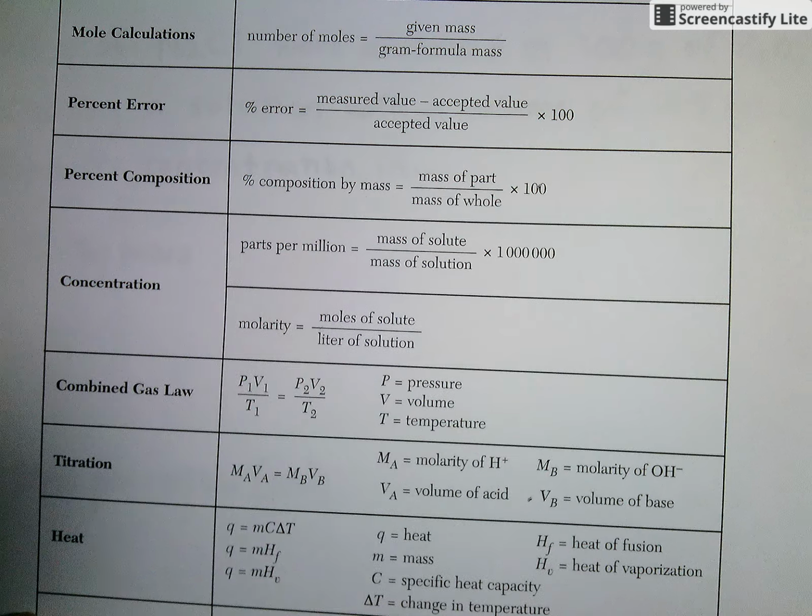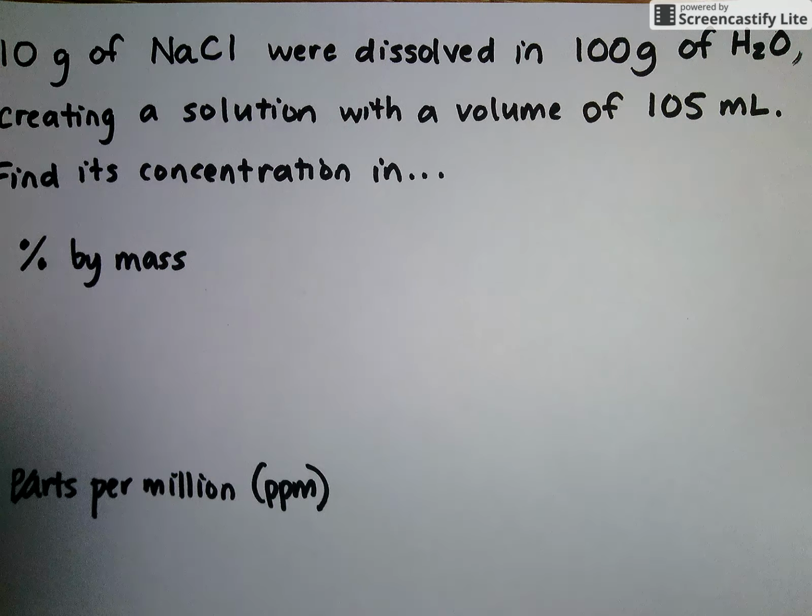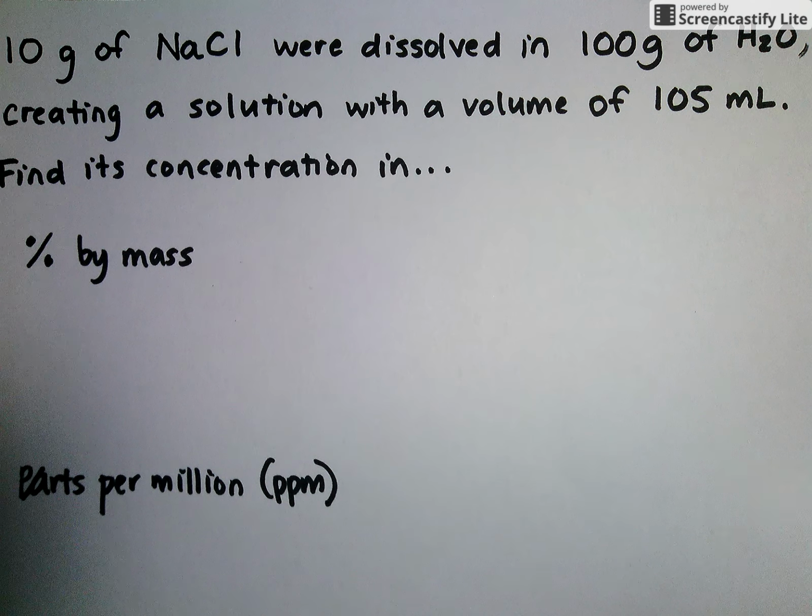So what I've got for you is a sample problem where I've given you a mass of table salt, NaCl, that's dissolved in 100 grams of water, and I create a solution with a volume of 105 milliliters. And I want to know its concentration. And there are three different ways that I could calculate concentration depending on what unit I'm interested in.